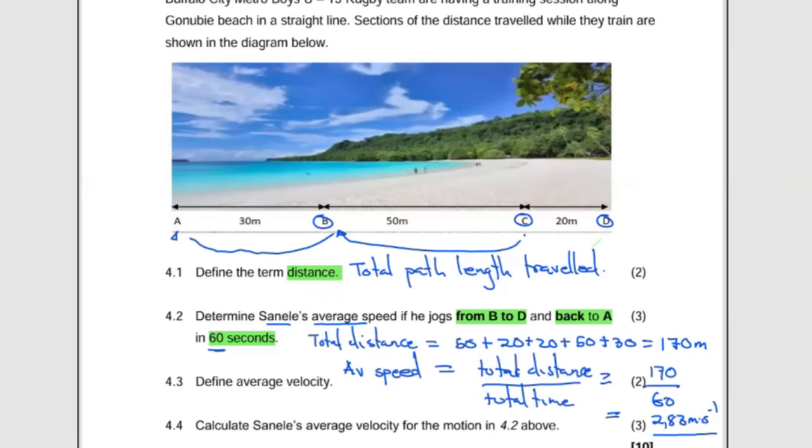Remember our average speeds. Remember, speed is a scalar quantity. That's why even if I'm going back to A, I still add using a positive value, because distance is a scalar quantity. It doesn't require direction.